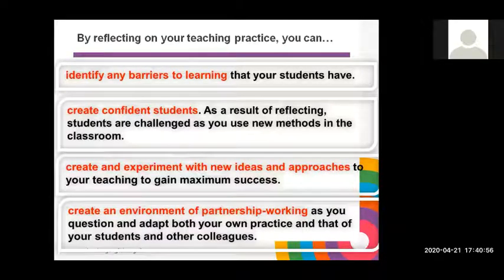Another benefit is to create an environment of partnership working as you question and adapt both your own practice and that of your students and other colleagues. Let's suppose that you have to get your colleagues. So you are going to ask your colleagues some questions and you are going to collect the answers for these questions. So you build a partnership working. You assist each other. You tell him some points and he tells you some other points of view. So you have worked collaboratively and you created an environment of partnership in the working space.